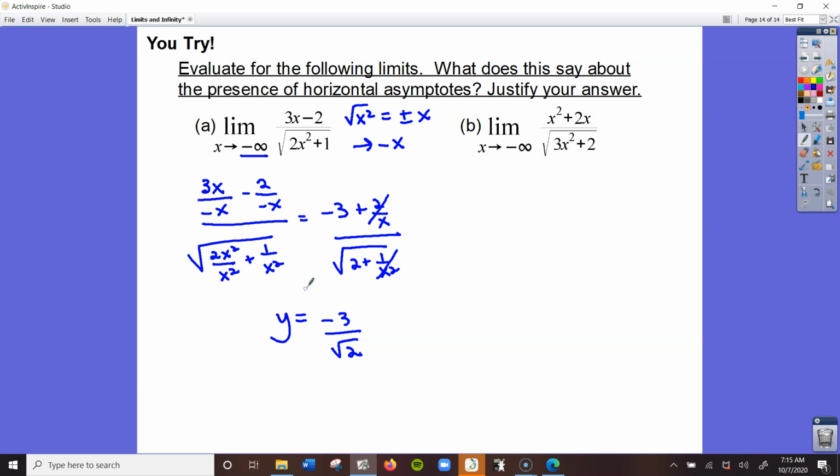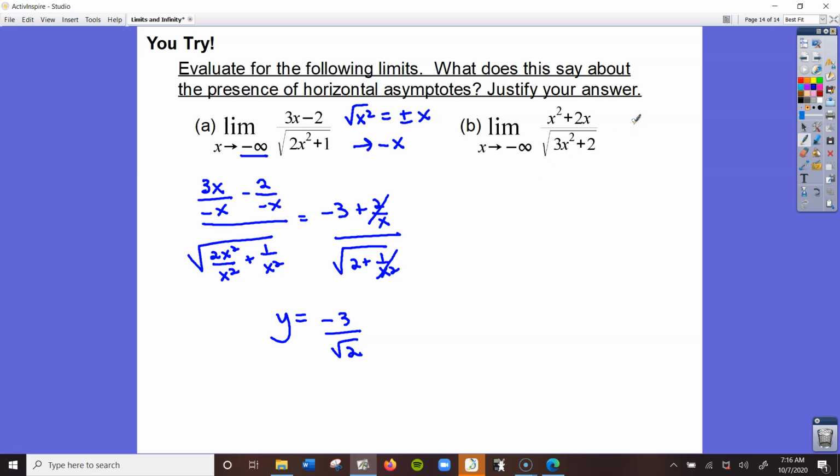So remember, because this question is asking what it says about the presence of horizontal asymptotes, we would say there is a horizontal asymptote at y is equal to negative 3 over the square root of 2 because the limit as x is approaching negative infinity of 3x minus 2 over the square root of 2x squared plus 1 is equal to negative 3 over the square root of 2.